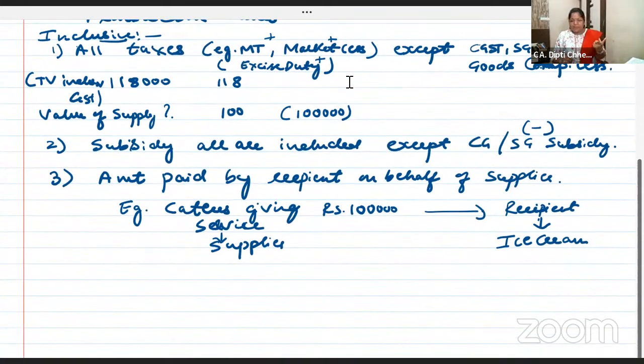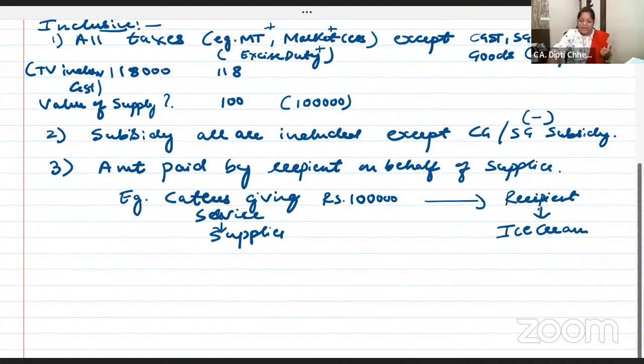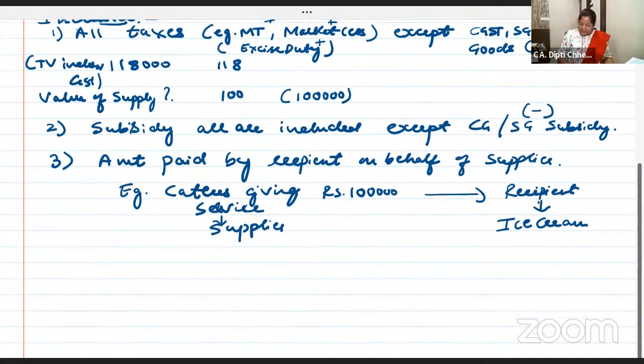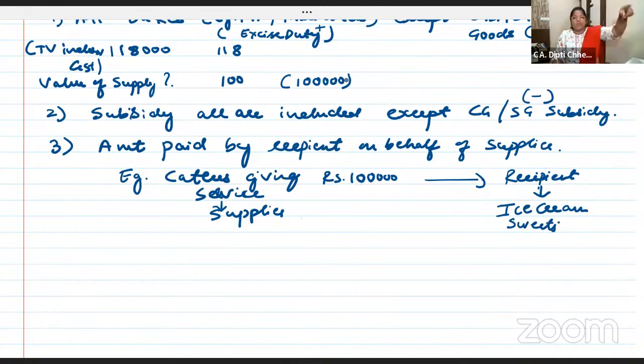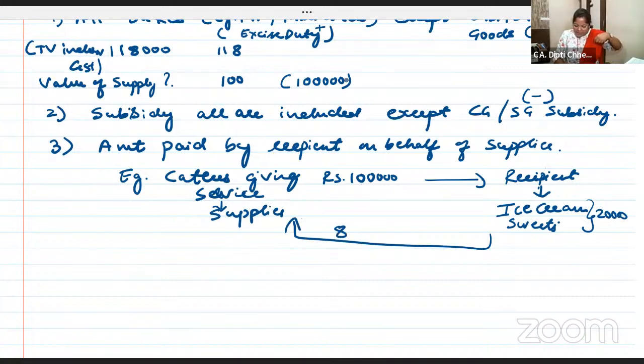Amount paid by the recipient on behalf of the supplier. I was making you write this example, dear students. Suppose the amount is paid by the recipient on behalf of the supplier. If the caterer is giving you a 1 lakh service and he says ice cream and sweets I have outsourced to a third person, he will bring them, so can you pay him 20,000 and pay the remaining 80,000 to me. So is the transaction value 80,000 or 1 lakh? You say.